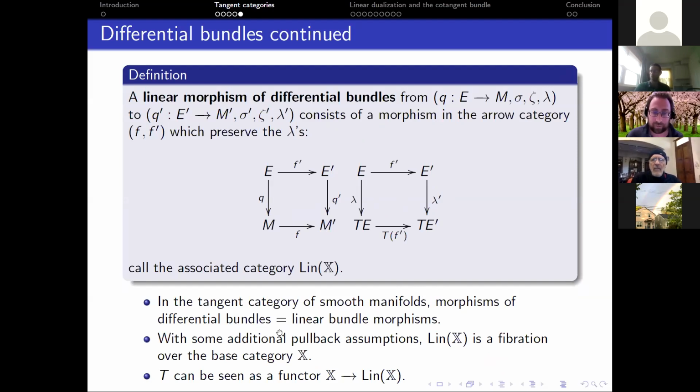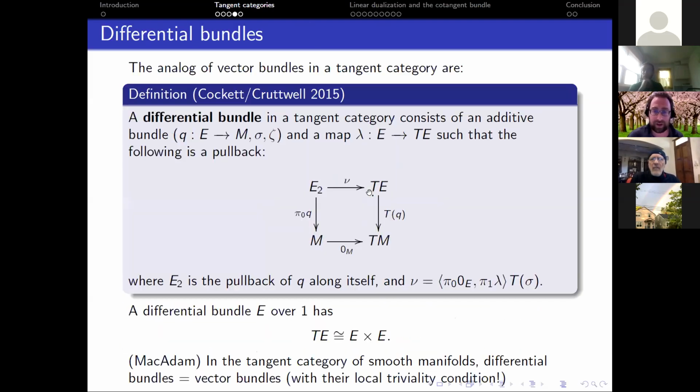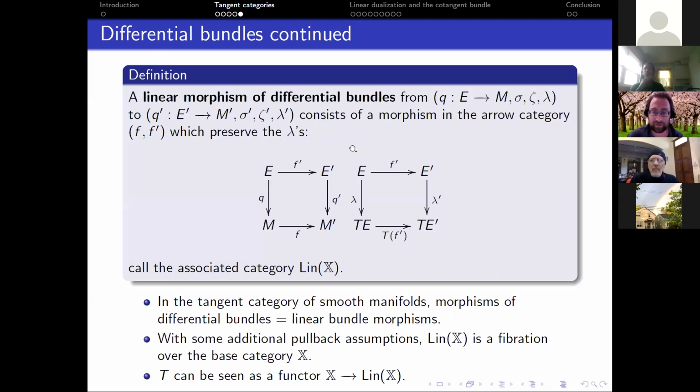If we make some additional pullback assumptions, that the pullback of a differential bundle along a map is another differential bundle, then this gives a fibration over the base category. And the T itself can be seen as a functor going from the base category to this category of differential bundles. That's, in a sense, what these two parts of the axiom are saying: that the tangent bundle of an object is itself one of these differential bundles.